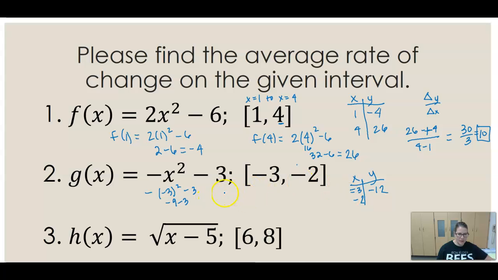And then when I plug negative 2 in, that's going to give me 4, which is negative 4, minus 3, so negative 7. And then just do change in y over change in x. So it doesn't matter which one I do first as long as I'm consistent.